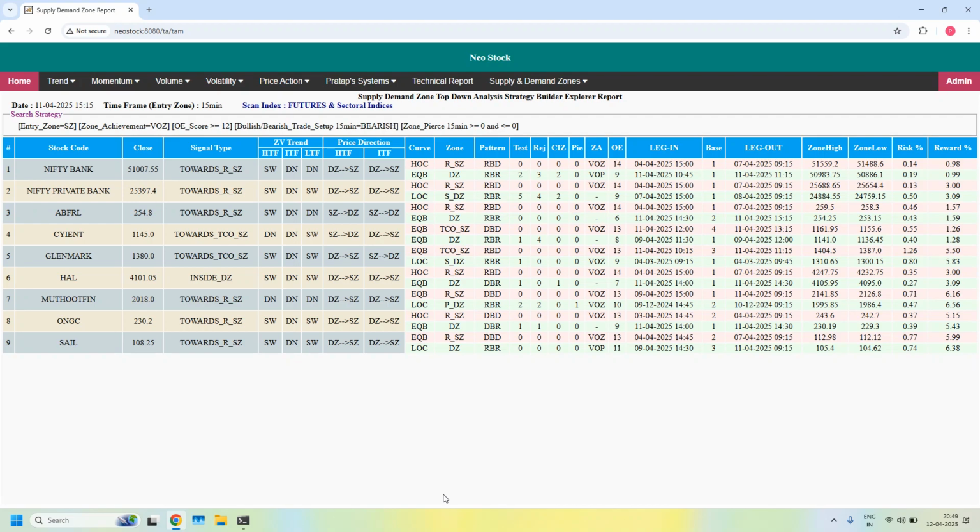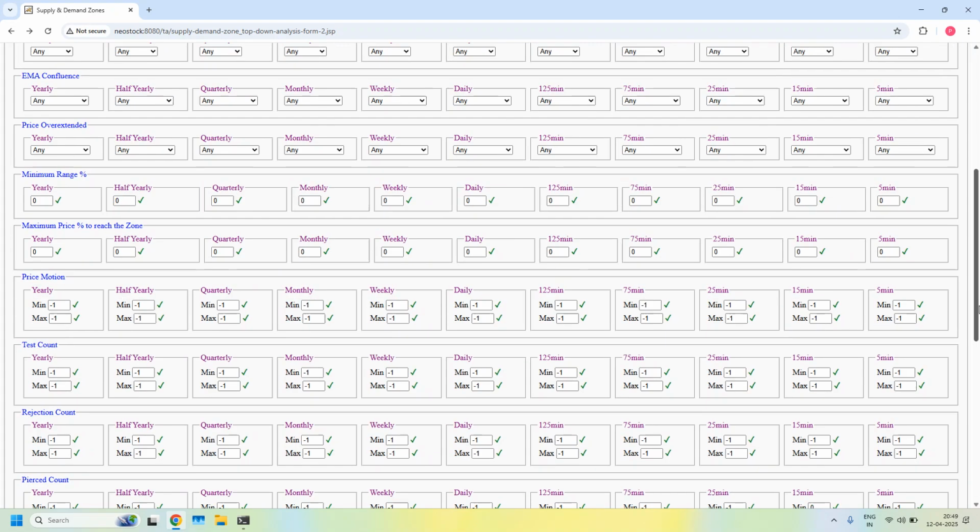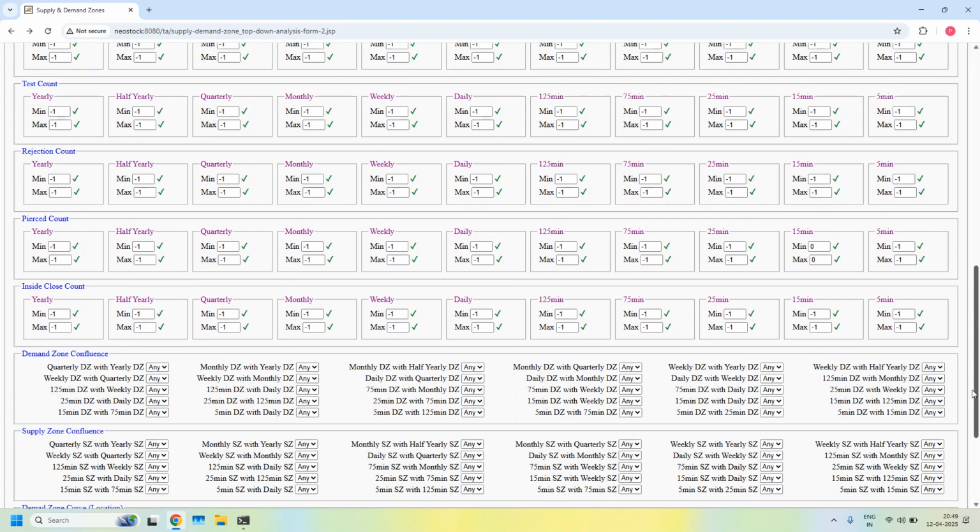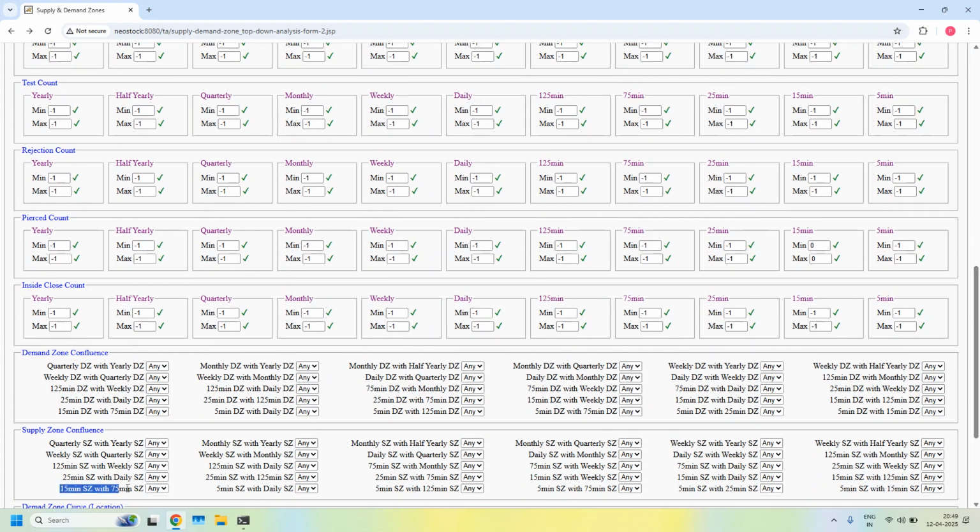Okay, out of these 9, how many of these 15-minute supply zones are having more high probability to get success? That is what we should filter. So the first filter is based on LTF and ITF supply zone confluence. That is 15 minutes and 75 minutes supply zone confluence. Let us filter. In the supply zone confluence, I am adding the filter 15 minute supply zone with 75 minute supply zone confluence. I enabled the filter.